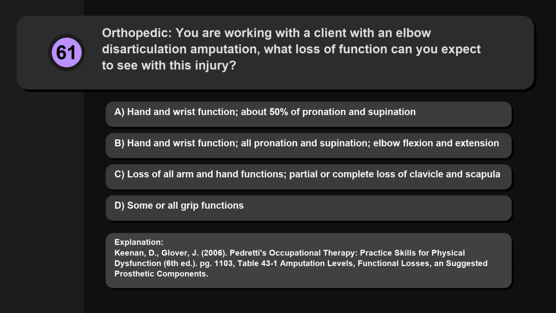Keenan, D., Glover, J., 2006. Pedretti's Occupational Therapy: Practice Skills for Physical Dysfunction, 6th edition. Page 1103, Table 43-1, amputation levels, functional losses, and suggested prosthetic components.